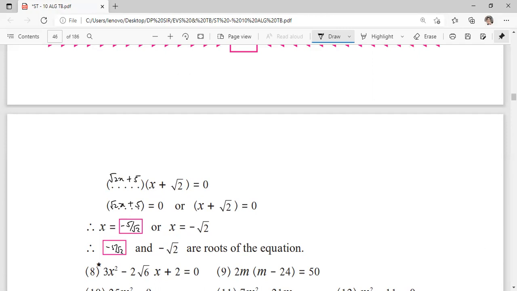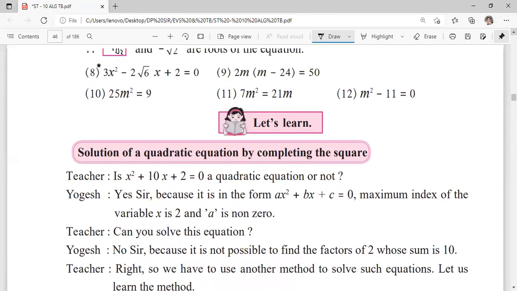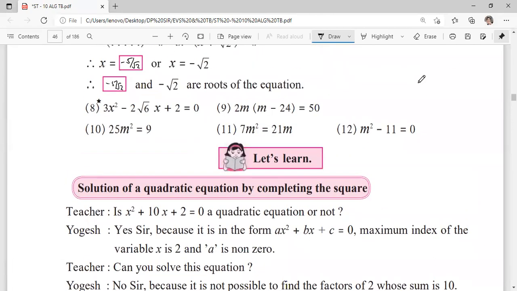So this was the activity question which anyone can tackle, but I want you all to complete the remaining part. Remaining questions we will do in today's session.